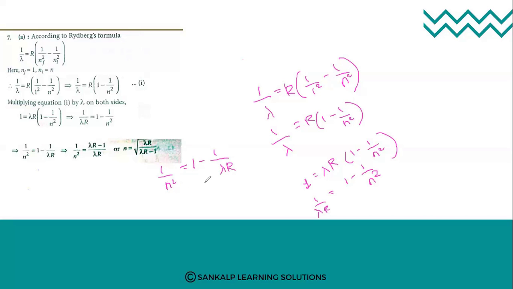So what we can do, take the reciprocal. If you take the LCM, it will be lambda R divided by lambda R minus 1. As n square is equal to that, n is equal to under root of it. Yes, very, very important point. Important question, important concept. So you can copy down this. If you want the question once again, I'll display it once again. So copy down the solution.